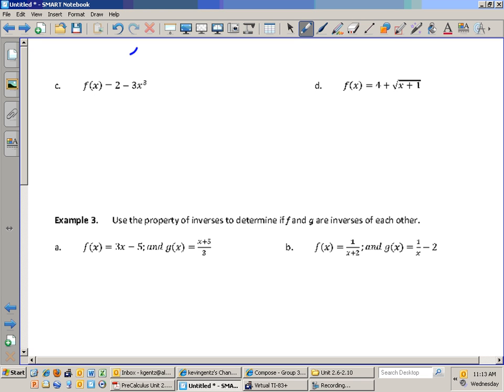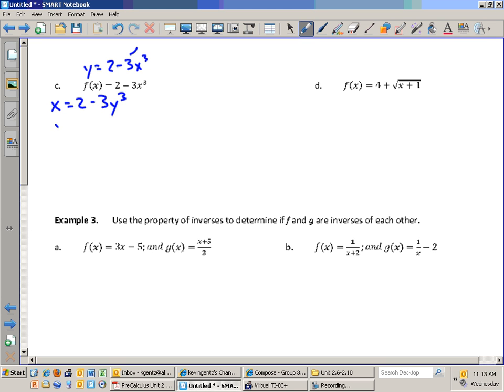F of x equals 2 minus 3x to the third. Need to find the inverse of that. That's y equals 2 minus 3x to the third. If I switch the values, I get x equals 2 minus 3y to the third. I want to solve for y. What do I do?